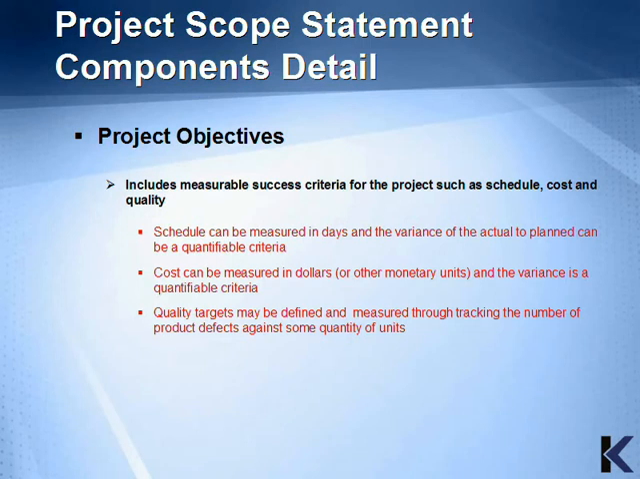The first item on the scope statement component detail list was project objectives. Schedule can be measured in days, and the variance of the actual to planned schedule can be a quantifiable criteria. Cost can be measured in dollars or some other monetary unit, and the variance is also a quantifiable criteria. Quality targets may be defined by the business and may be measured through tracking the number of product defects against some quantity of units. Think of objectives as quantifiable and that they describe what the project is supposed to accomplish or produce.